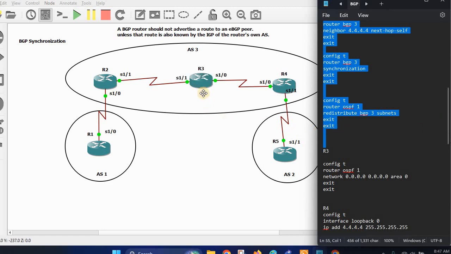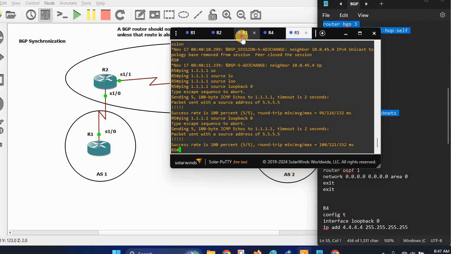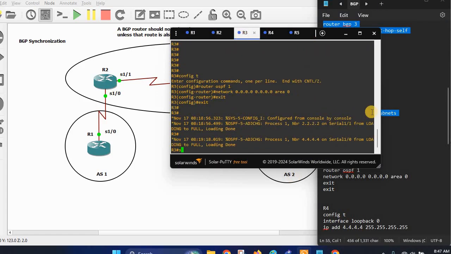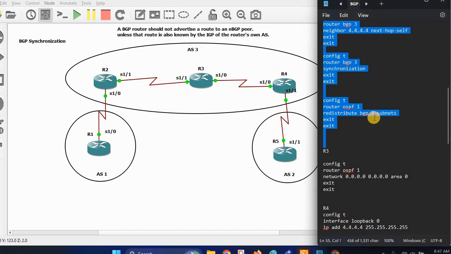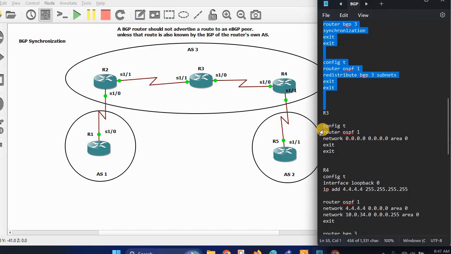After redistribution, if you see the R3 routing table with show IP route, R3 knows about the R1 network and R5 network. So it will be reachable after redistribution. So this is the lab, and R3 has only OSPF configuration.